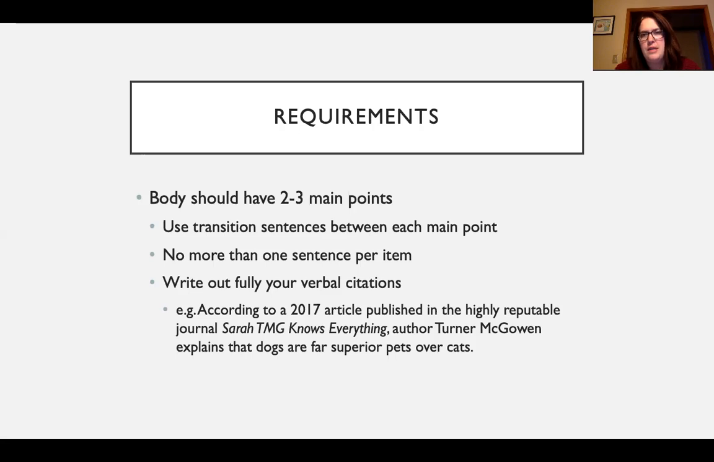This is where the most variance is going to come in from outline to outline. Some things that you need to make sure that you do, though, between each main point, you have to include a transition sentence. Your transition sentence is effectively a sentence that says, here's what I just talked about, and here's what I'm going to talk about next. And it can really be as straightforward as that.